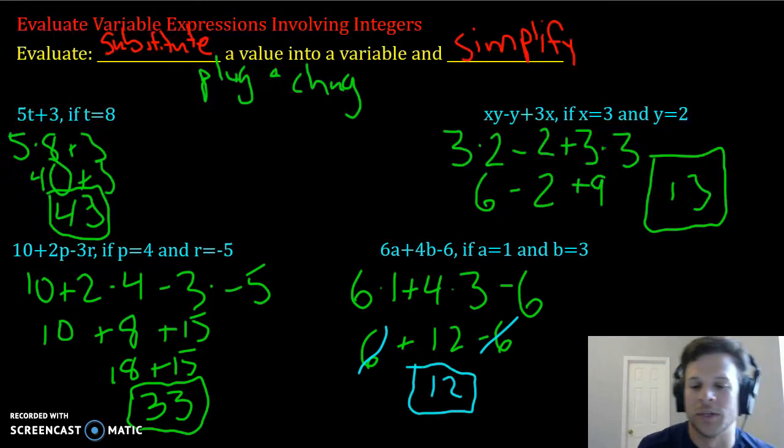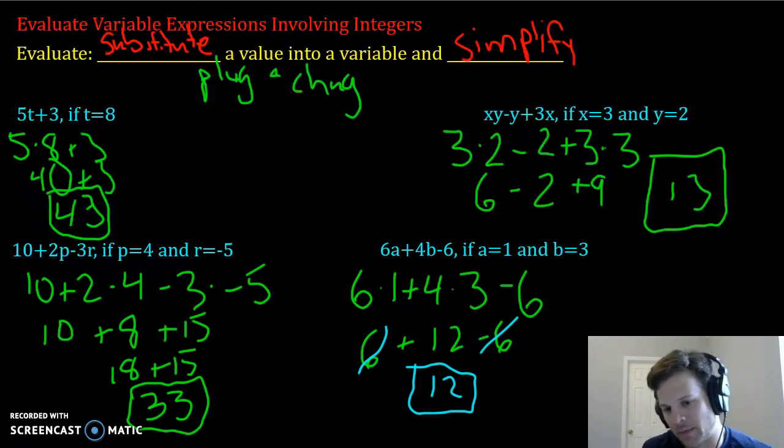Now if you were to read this left to right, you would still get 12. 6 plus 12 is 18. 18 minus 6 is still equal to 12. But picking up on little patterns like that will make it a lot easier.